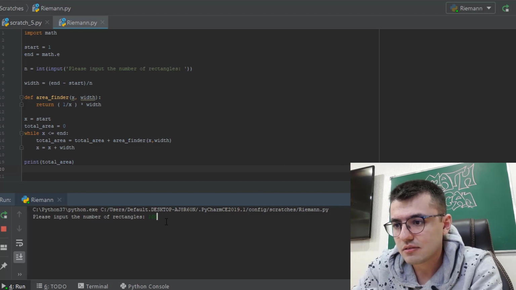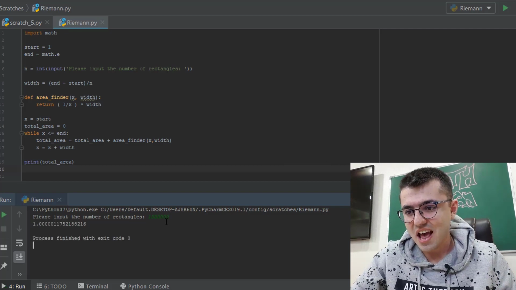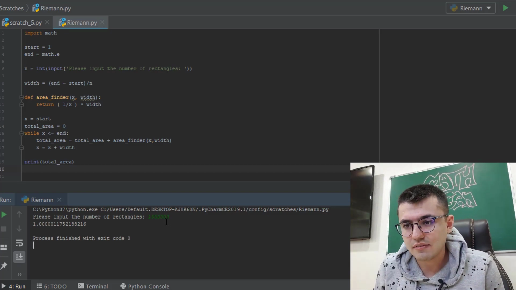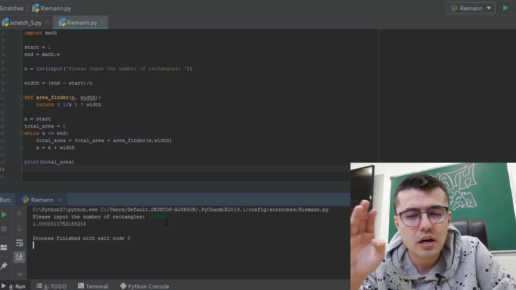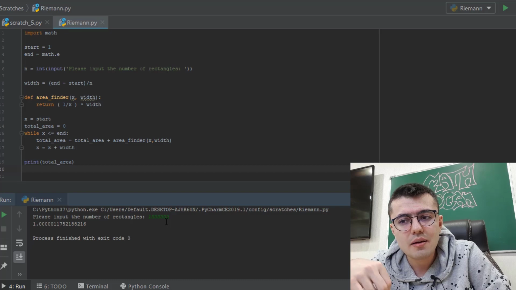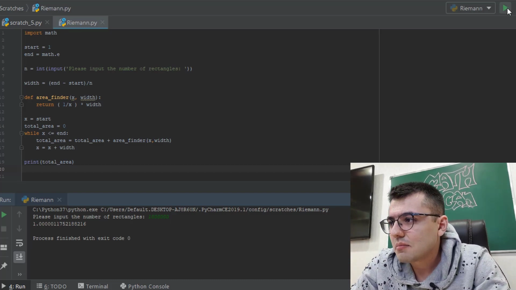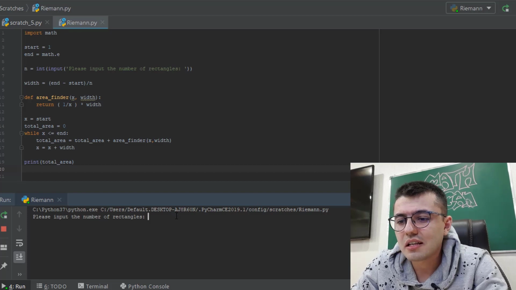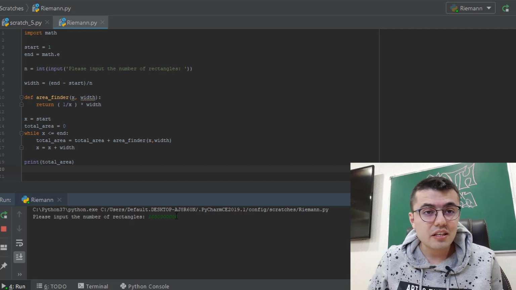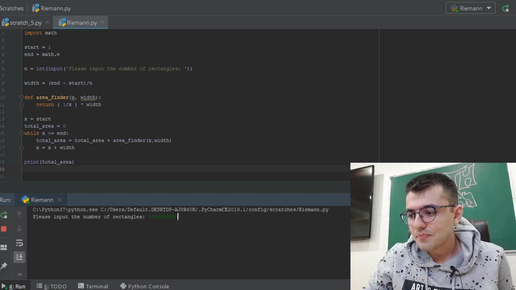Now let's have a million rectangles, right? A million rectangles. That's huge. Oh, it's 1.000001. It's so close to 1 that I can say it's 1. And you see that every time it becomes closer and closer to 1. But let's not stop here, and let's have a billion rectangles. A billion is 1 with 9 zeros. All right, and let's start.